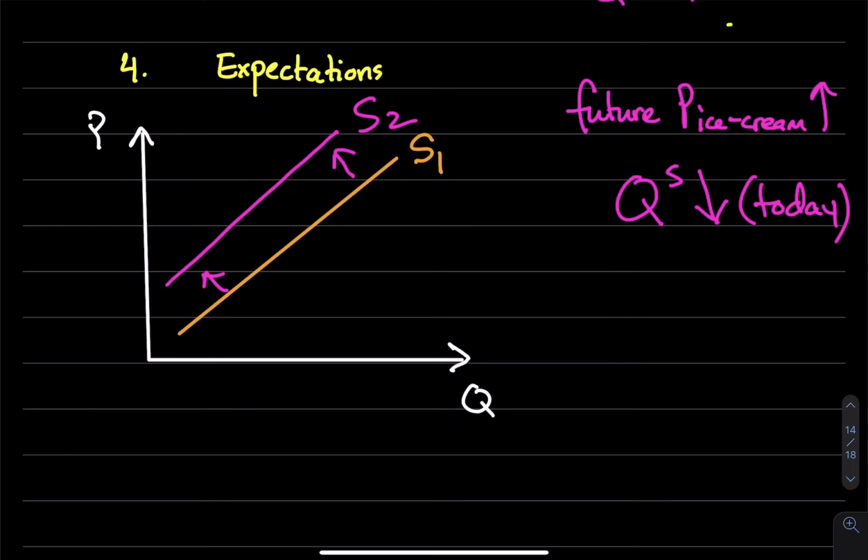Okay, so there are many different applications of how supply curve shifters can shift the supply curve in your homework assignments.